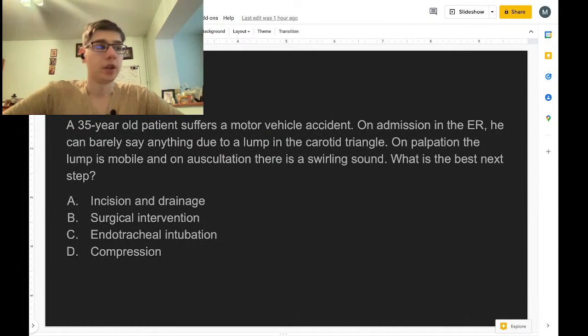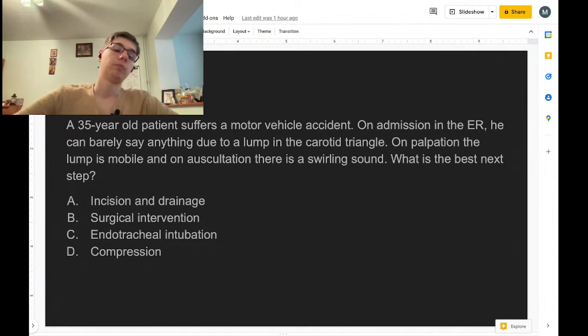The next question. A 35-year-old patient suffers a motor vehicle accident. On admission in the ER, he can barely say anything due to a lump in the carotid triangle. On palpation, the lump is mobile, and on auscultation, there is a swirling sound. What is the best next step? A. Incision and drainage. B. Surgical intervention. C. Endotracheal intubation. Or D. Compression.